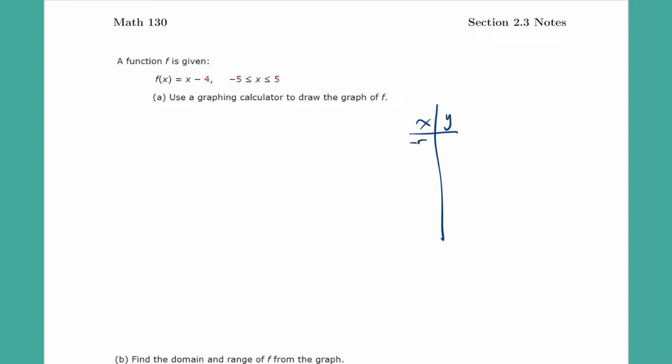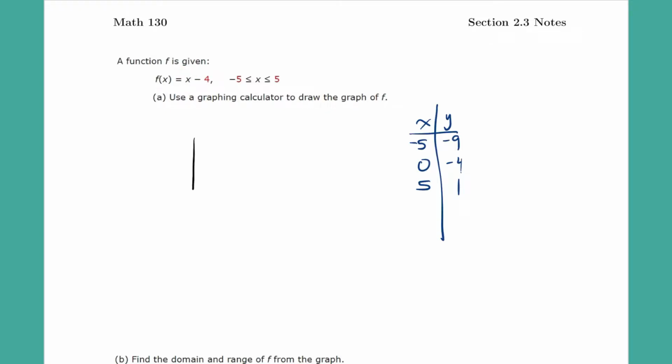So the first value would be -5. If you plug in -5 here, that's -5 minus 4, which is -9. Then you can keep on doing that. Since we're graphing a line, this is a linear function, we only really need 2 points. I'm going to go ahead and do 3 points. So I'm going to plug in 0. If you plug in 0, 0 minus 4 is -4. And if we plug in 5, 5 take away 4 is 1.